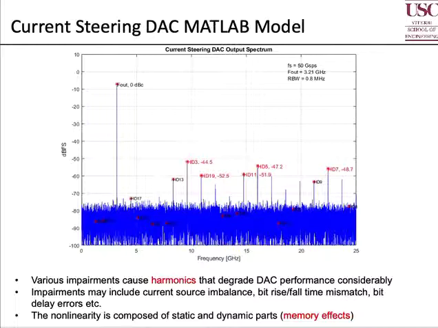Now various impairments cause these harmonics, like current source imbalance, bit rise fall time mismatch, bit delay errors. Usually any type of mismatch is going to contribute to harmonic distortion. And this nonlinearity is actually composed of static and dynamic parts. So there are memory effects, very much analogous to a power amplifier.